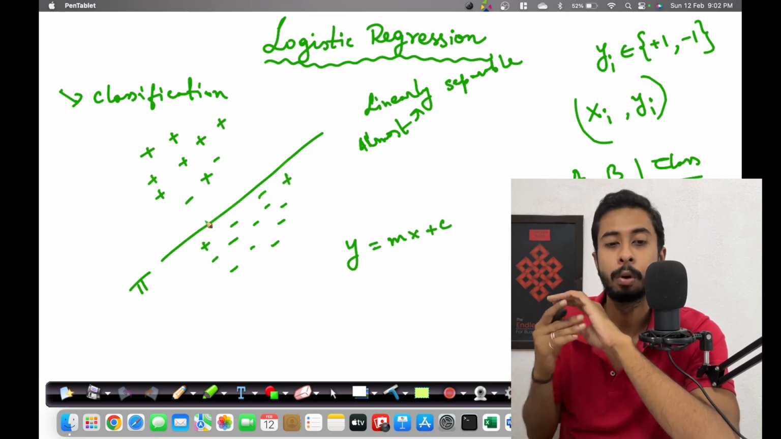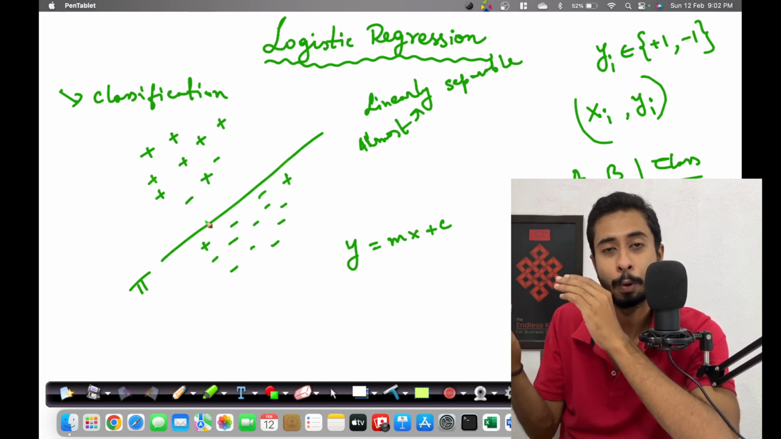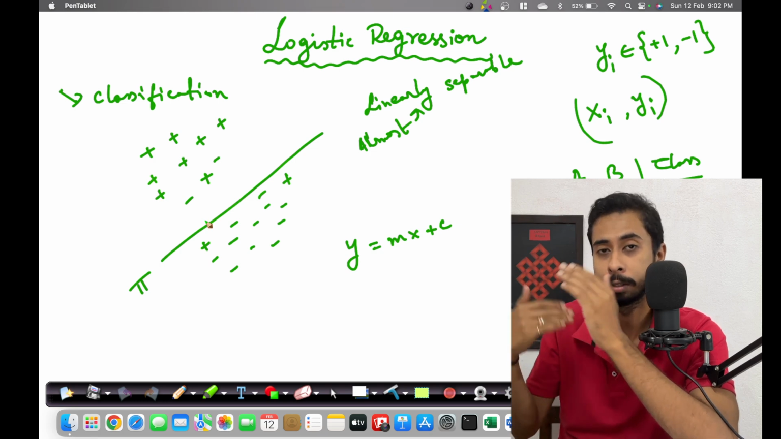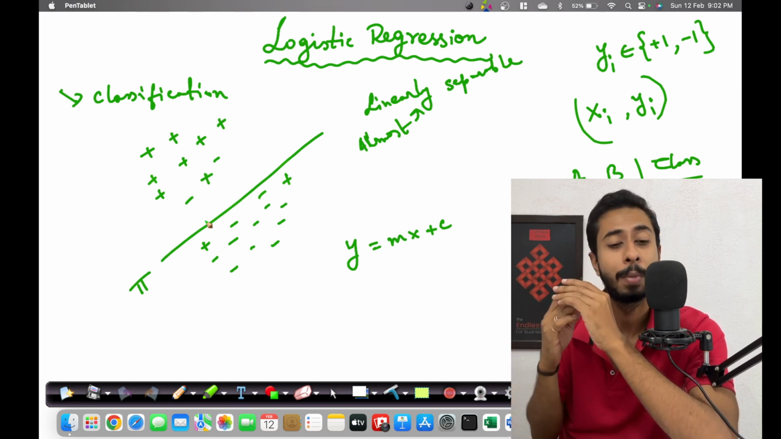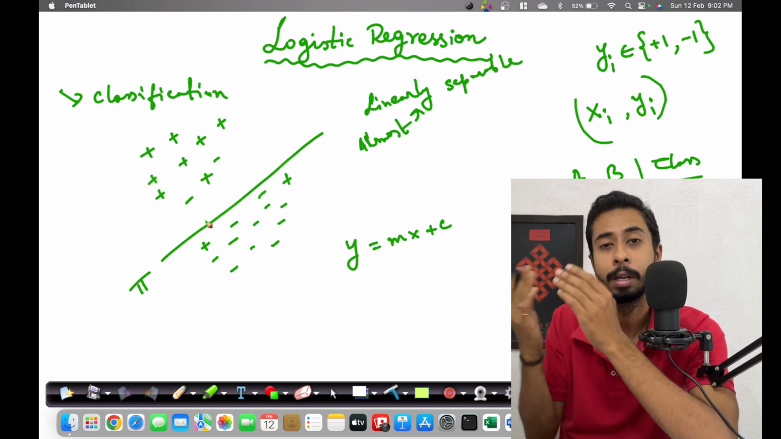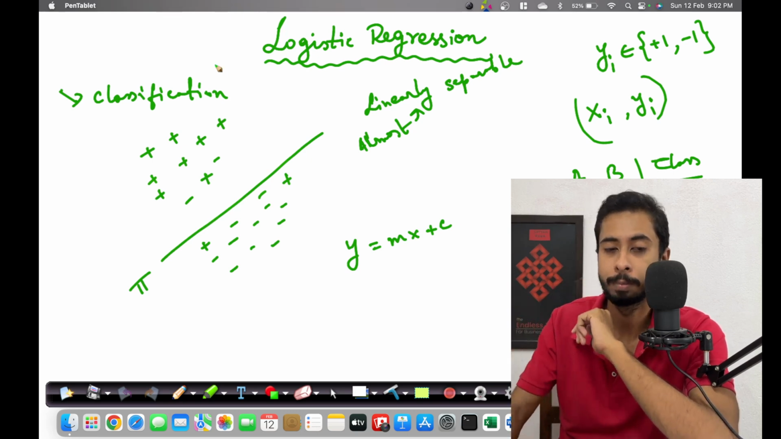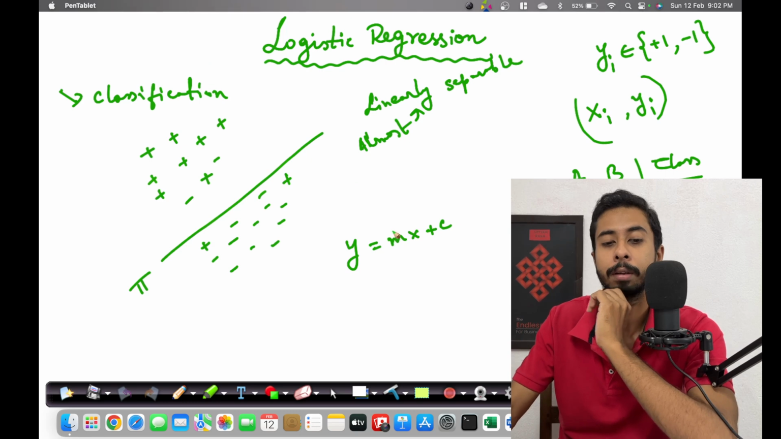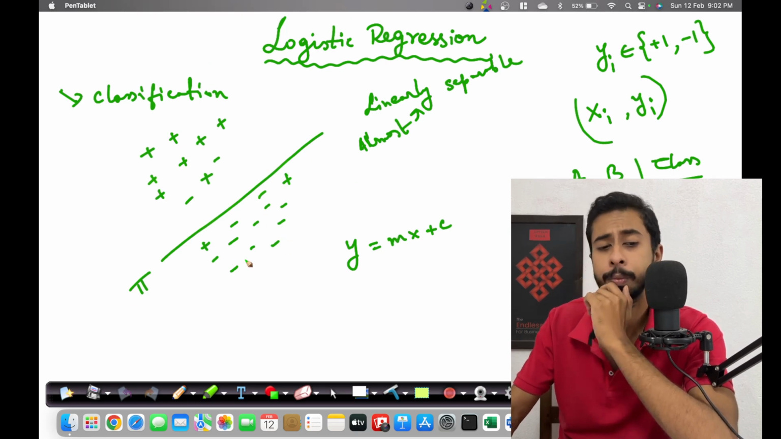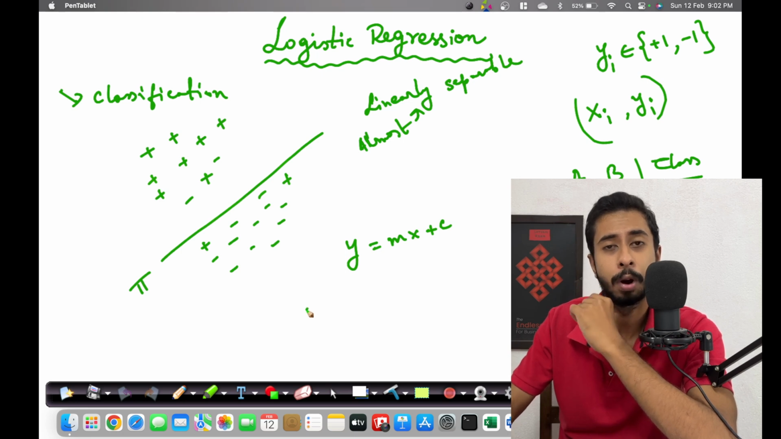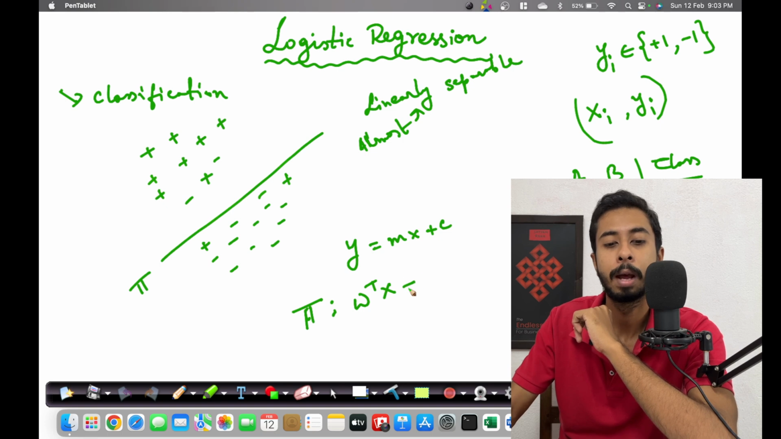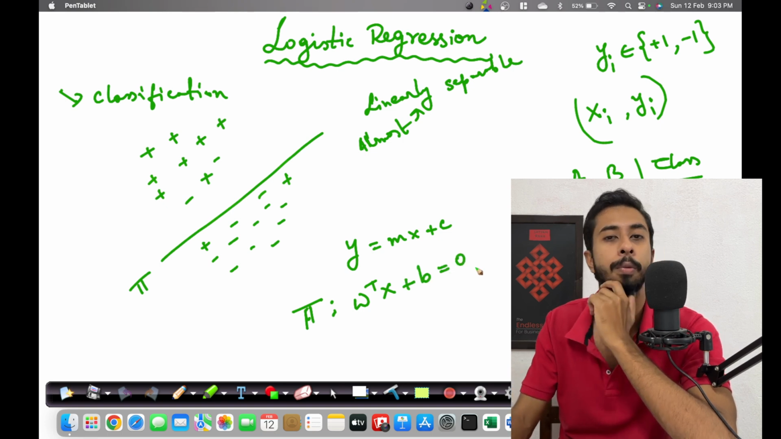It will only work if the two classes of points can be separated by some linear space, that is, linearly they can be separated out. Now, for a plane, what is the equation? We already know that for the plane pi, the equation looks like this: w transpose x plus b equals 0.